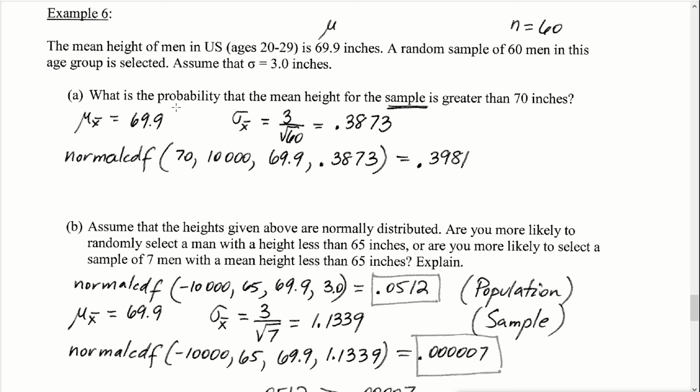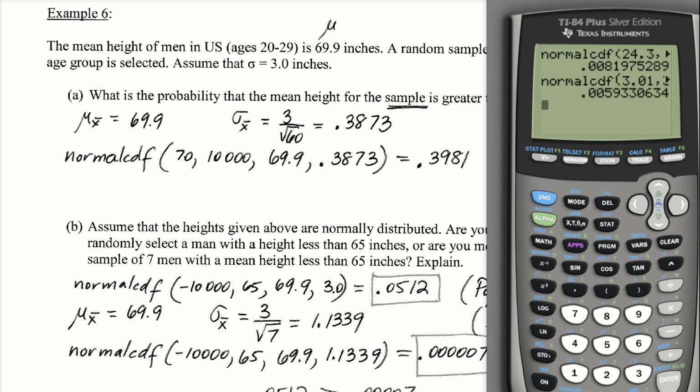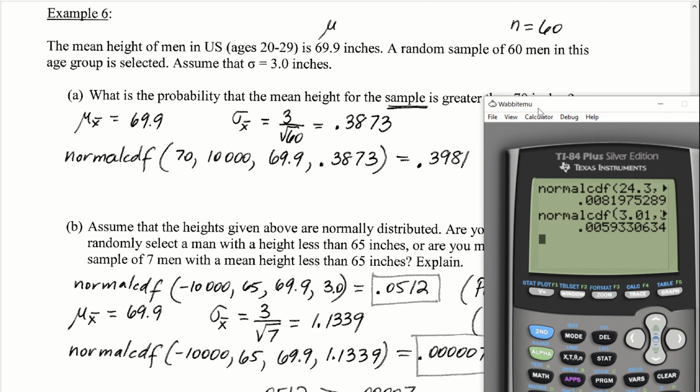So we're again asked for a probability about a sample mean. So that's going to be from the sampling distribution. We want to know mu sub x bar and sigma sub x bar. Again, mu sub x bar is going to be equal to mu. That's the 69.9. Sigma sub x bar is going to be equal to sigma divided by the square root of n. That's 3 divided by the square root of 60, which is approximately 0.3873.